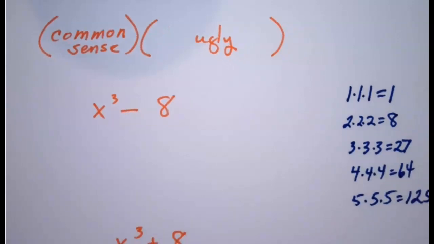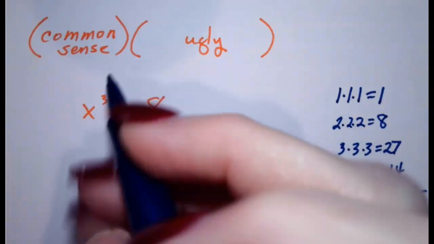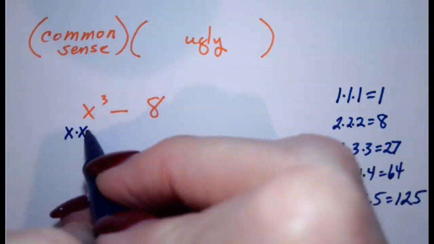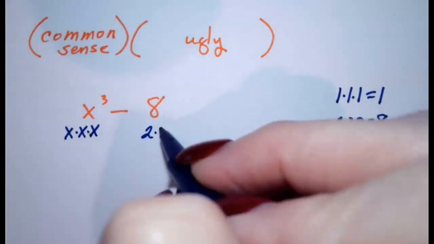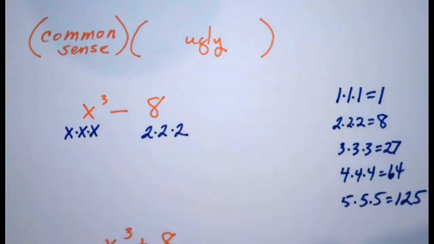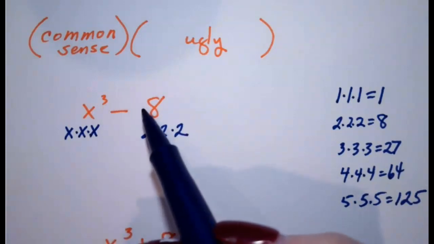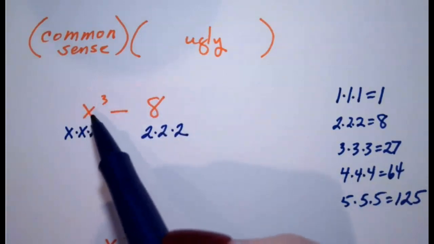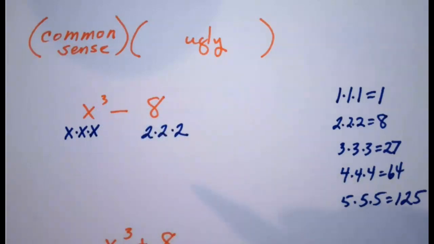So we have to know those. We have to feel those. We have to be able to spot them when they happen. So since there's a 3 right here, this is x times x times x. And this 8 is 2 times 2 times 2. And when we first looked down at the problem, we realized there were just 2 terms. And since there were only 2 terms, then I had to look for some kind of pattern.